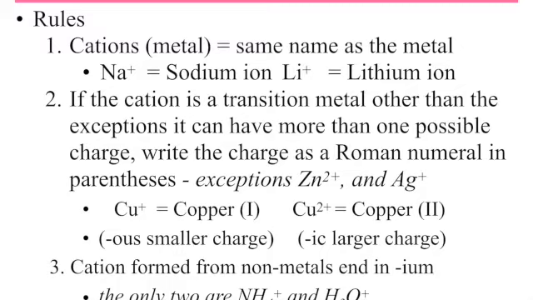The rules for this: the cation itself is the same as the name of its metal. So if I see the first element is sodium, then the name of that is sodium. If the metal is lithium, it is named lithium. And for many metals, that is all we need.